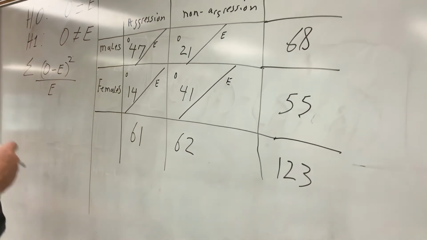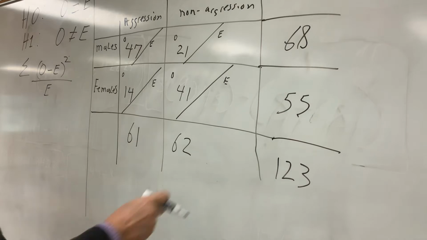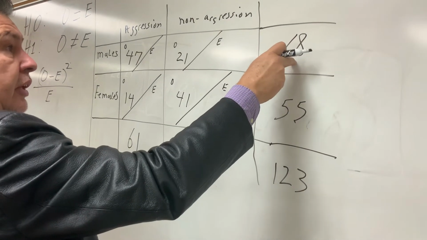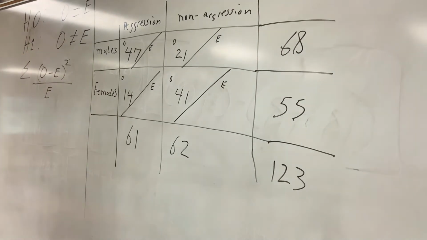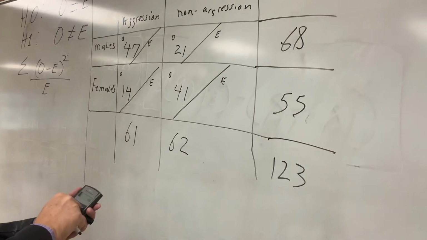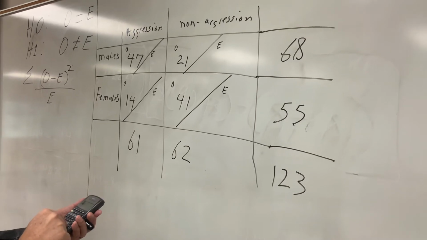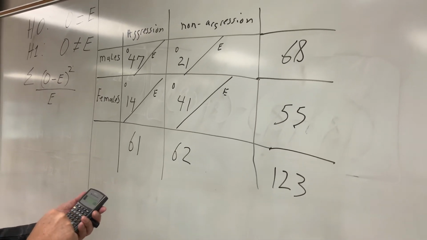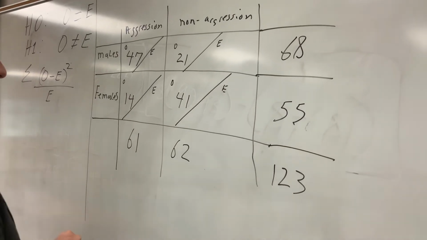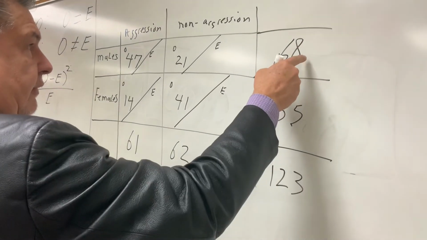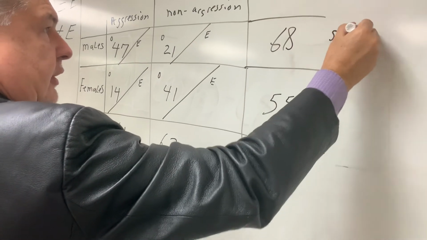Now what I have to do is try to find what these expected values are. And in order to do that, I need to take a percentage. What is the percentage of this row compared to my total? So I have 68. So in order to find the percentage, I will take 68 divided by 123, and I get 55%. So now I have 55%. This number is 55% of the total. So I can say that this is 55%.